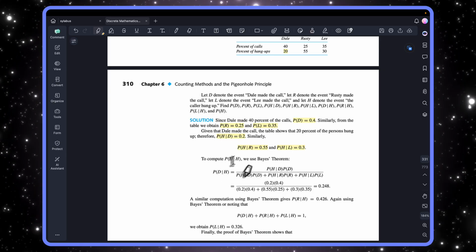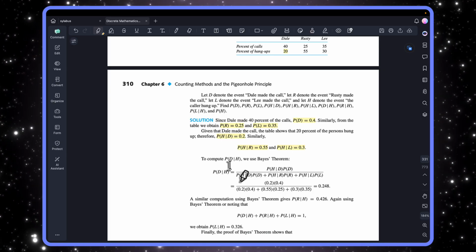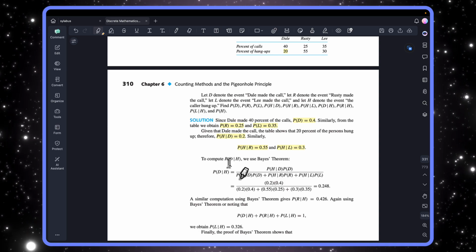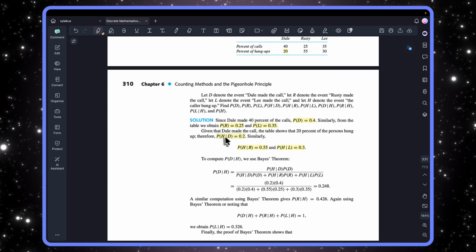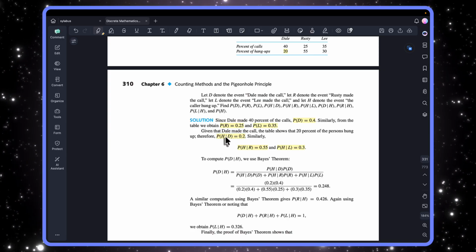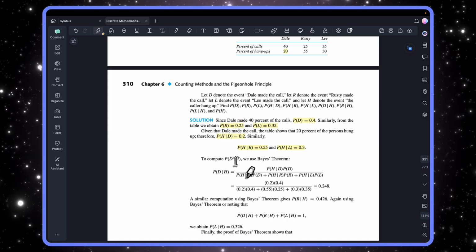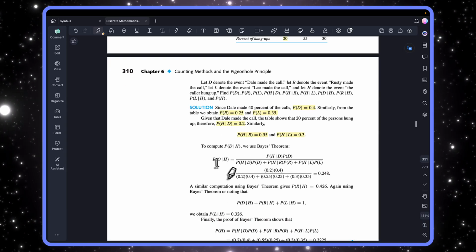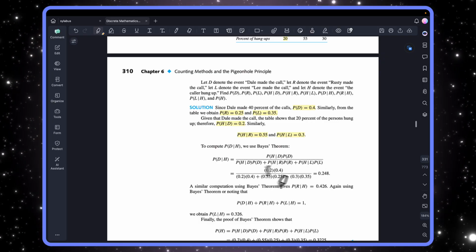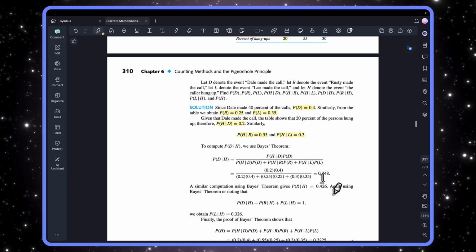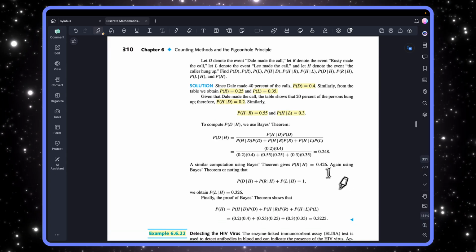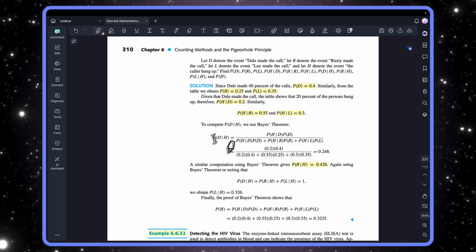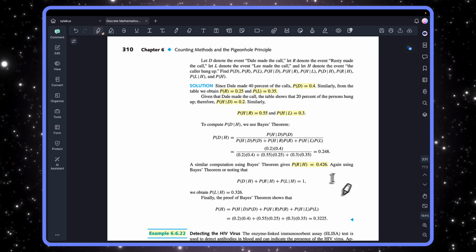Now, to compute the probability that Dale made the call given that they hung up, notice here we're changing the roles: given the person hung up, we want to know whether Dale made the call. Well, if you write down that theorem and go through it, you find that it's 0.248. And similarly, you can calculate the probability for the others. You can calculate all of these.